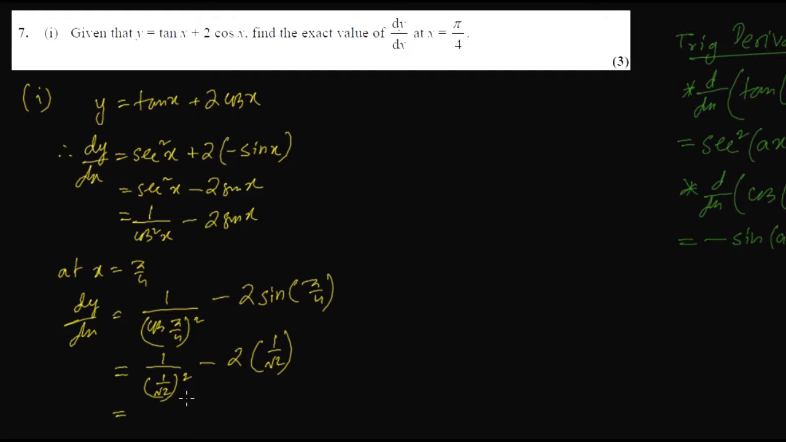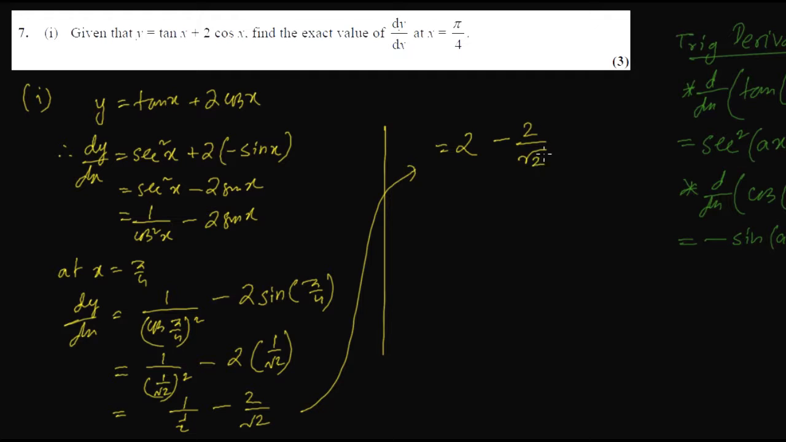So this would be 1 by half, 1 by square root of 2 whole squared is half, and this will be 2 by square root of 2. We continue here. So 1 by half is 2 minus 2 by square root of 2.